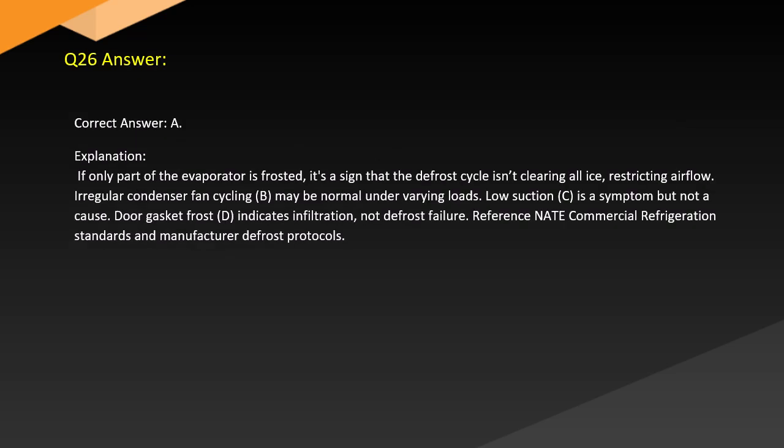Answer. Correct answer: A. Explanation. If only part of the evaporator is frosted, it's a sign that the defrost cycle isn't clearing all ice, restricting airflow. Irregular condenser fan cycling (B) may be normal under varying loads. Low suction (C) is a symptom but not the cause. Door gasket frost (D) indicates infiltration, not defrost failure. Reference NATE commercial refrigeration standards and manufacturer defrost protocols.